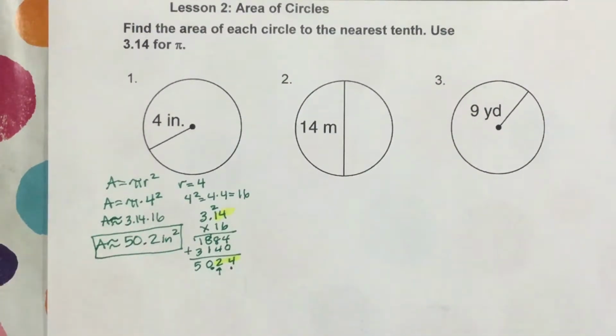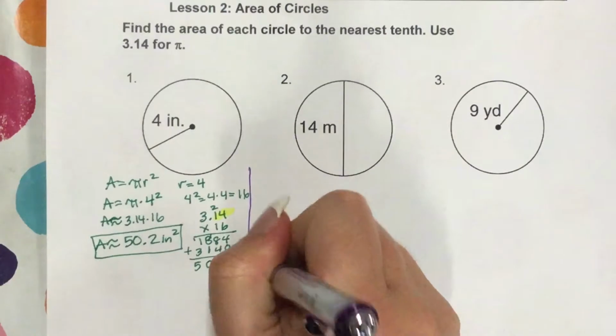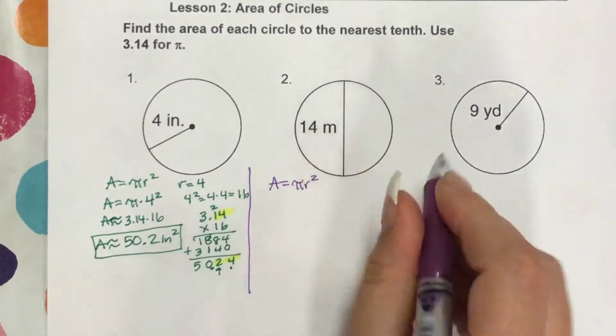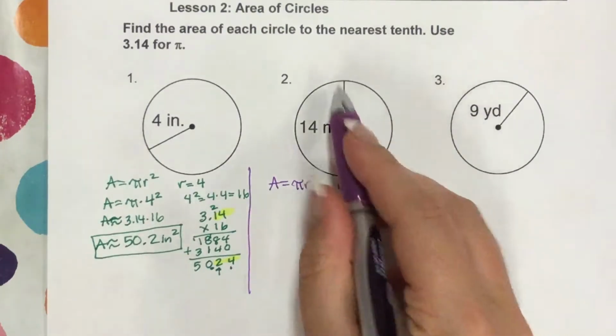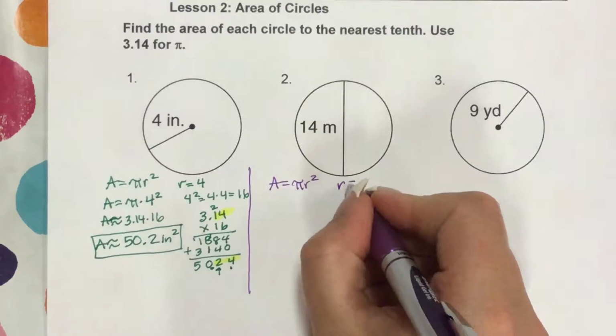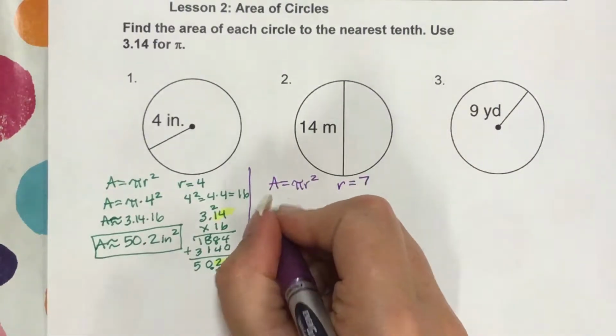Okay, we're back. Let's go ahead and get started on problem 2. So we're finding the area of the circle. The first thing we need to do is go ahead and write down our formula. Area equals pi r squared. Our radius is actually, this is giving us a diameter, so our radius is going to be half of this. So half of 14 would be 7. So we're going to input that into our formula.